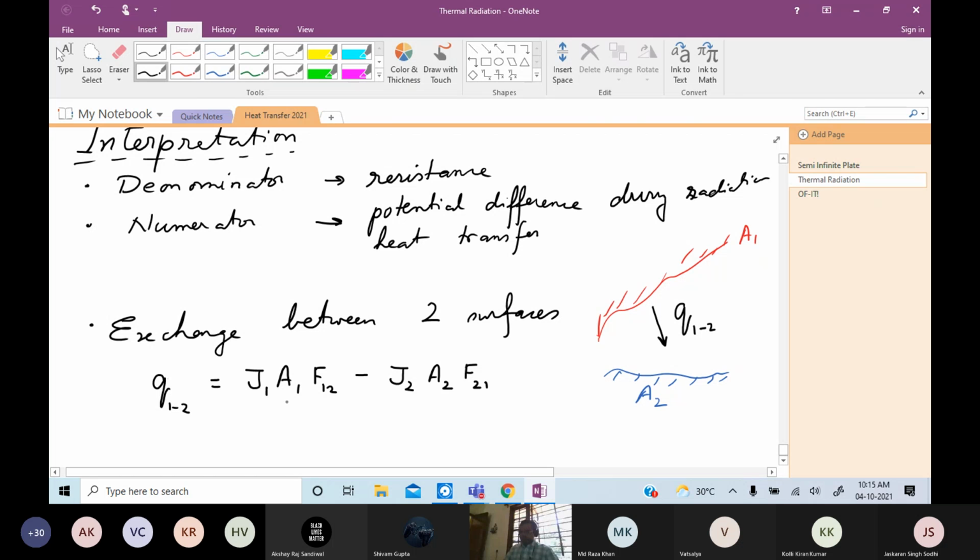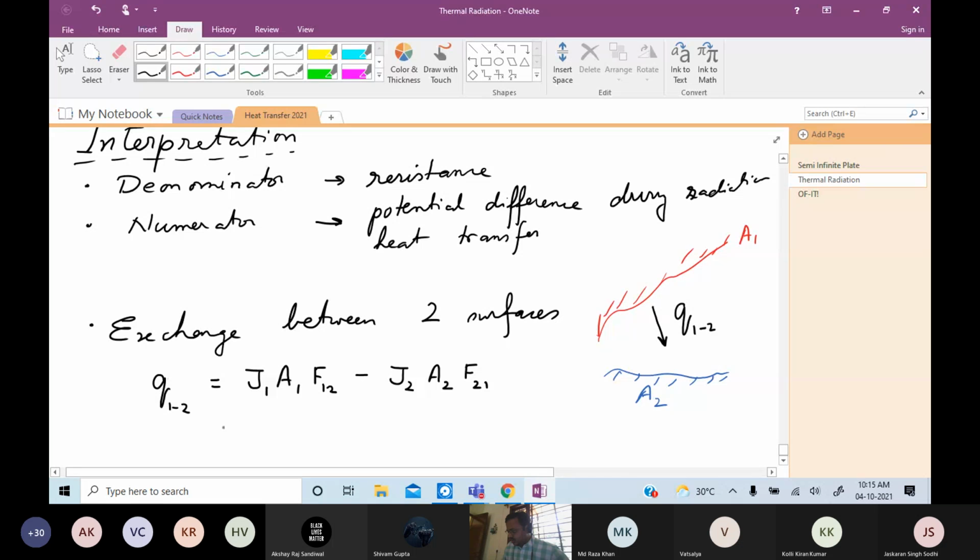Clear? Once again, J1 A1 is the total radiant heat, not heat flux, heat that is leaving surface 1. The fraction F12 of that reaches surface 2. So that is what surface 1 is giving to surface 2. Similarly, surface 2 also gives J2 A2 F21 to surface 1. The difference of the two is the net radiant exchange between surface 1 and surface 2.